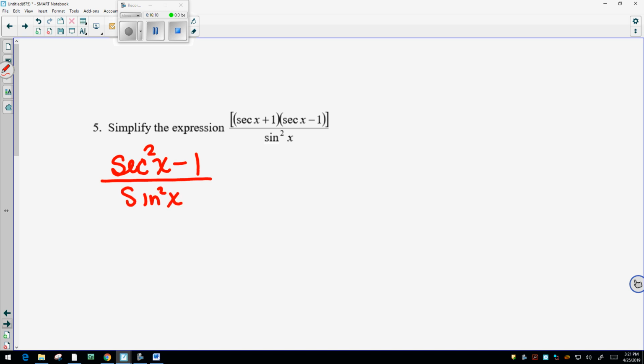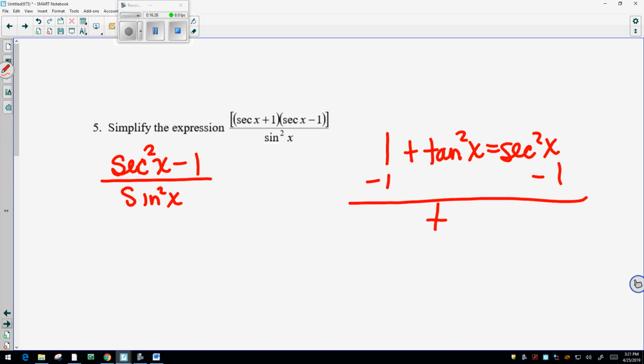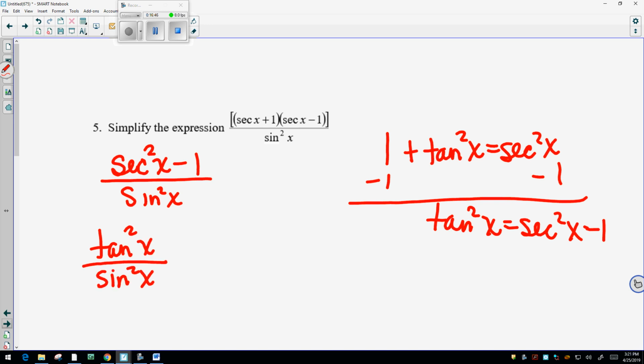Now, if I think back to those identities that we had, an identity that said 1 plus tangent squared is equal to secant squared. This looks really similar over here. It's just I have secant squared minus 1. Okay, so let's move this around and say, well, what do I know that secant squared minus 1 is equal to? It's equal to tangent squared. So over here on top, our numerator is actually equal to tangent squared. So now I really have tangent squared of x over sine squared x.